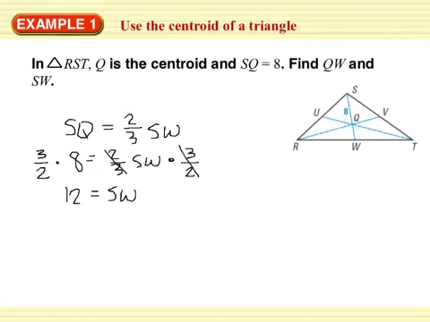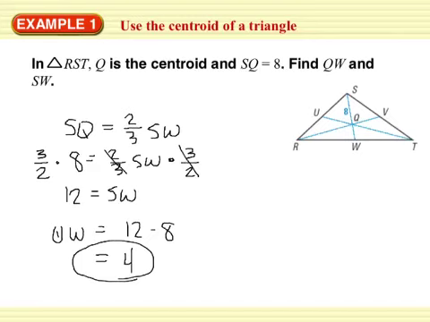So that full length is 12, which means QW is 12 minus 8, which equals 4. Sorry, QW is 4, SW is 12.